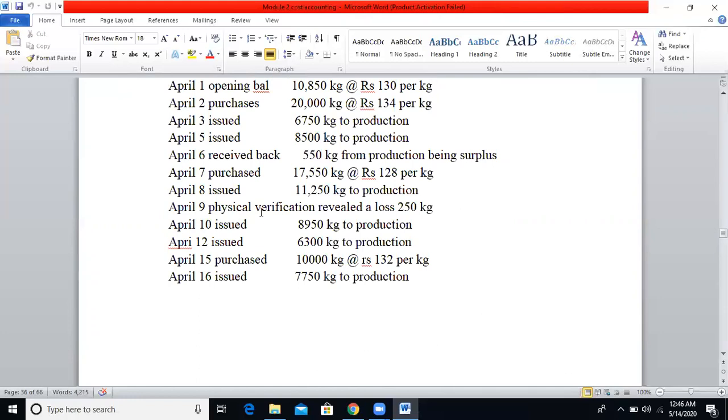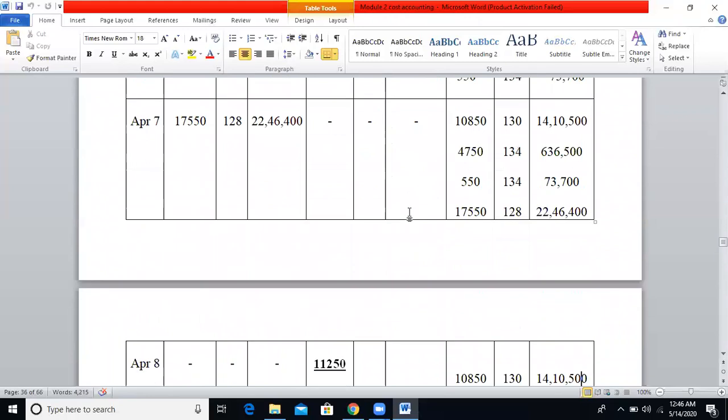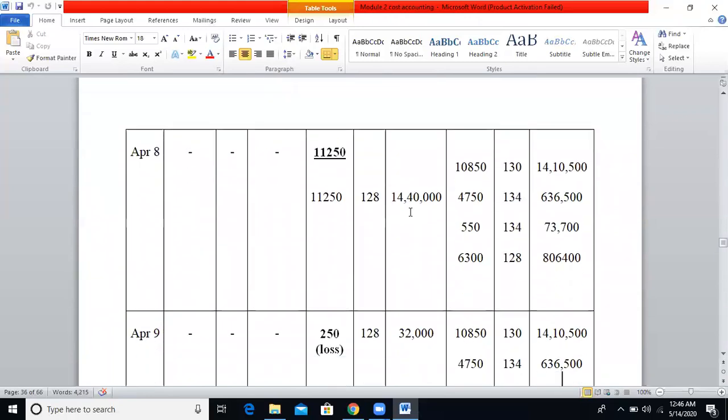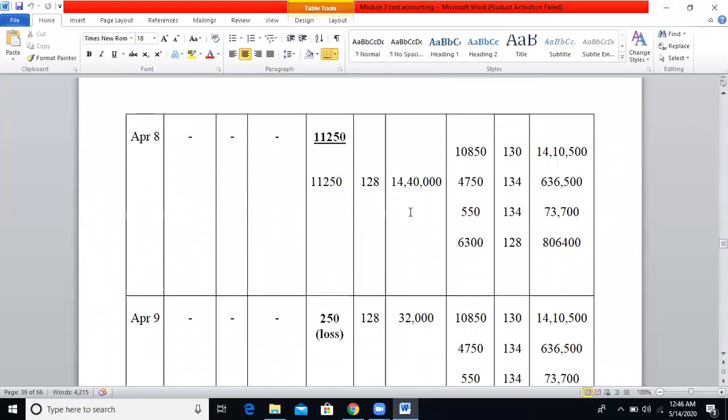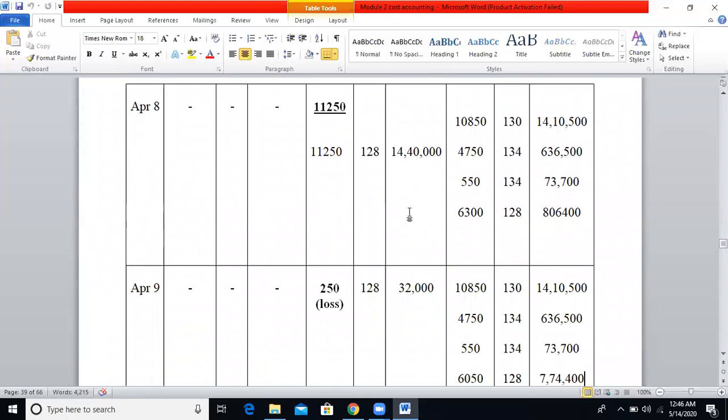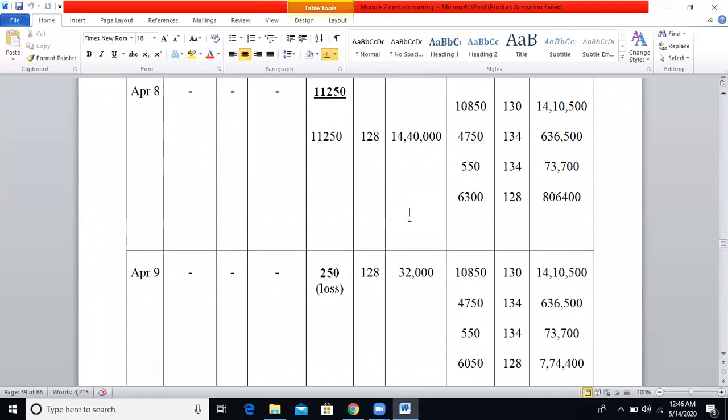April 9th, physical verification revealed a loss of 250 kg. So April 9th, there is a loss of 250 kg. So losses and shortages will be considered as an issue. So how many kgs are we issuing? That is 250 kgs. So from the last balance prevailing in the balance column, you have to issue. So out of 6,300, you are issuing 250 kgs. What is the price of 6,300 units? 128. So 250 into 128, you will get 32,000.